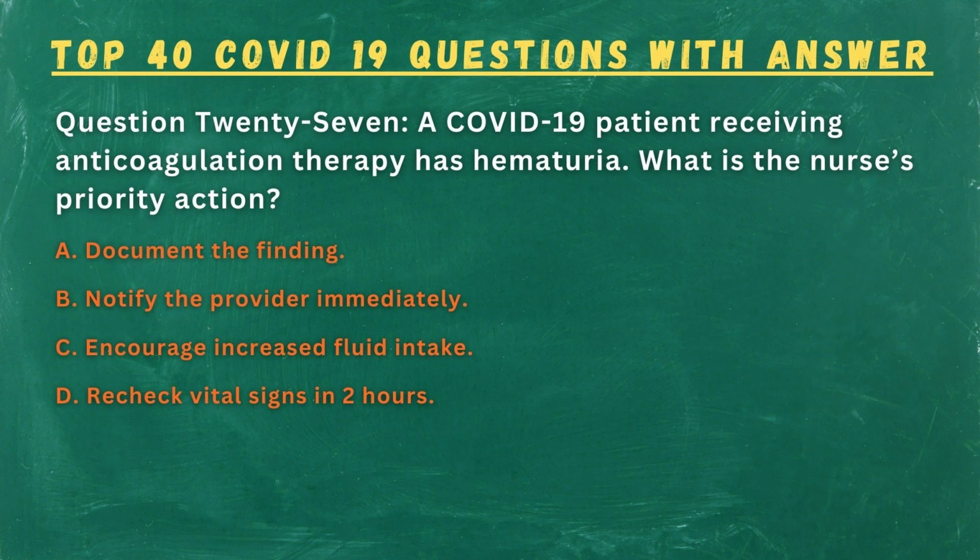Question 27. A COVID-19 patient receiving anticoagulation therapy has hematuria. What is the nurse's priority action? A. Document the finding. B. Notify the provider immediately. C. Encourage increased fluid intake. D. Recheck vital signs in 2 hours.